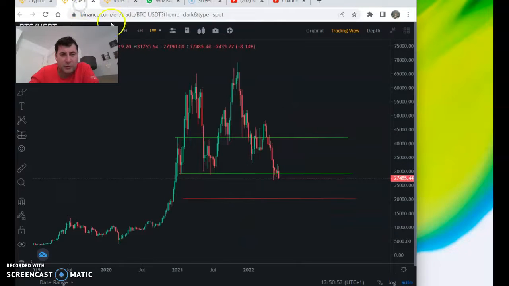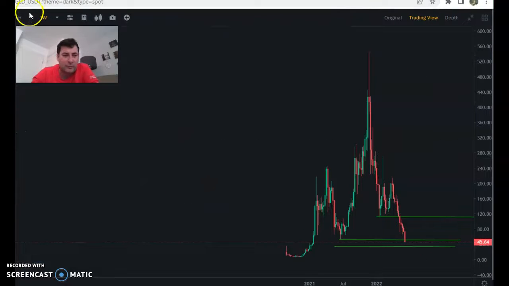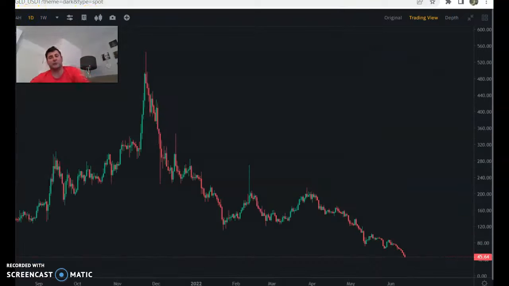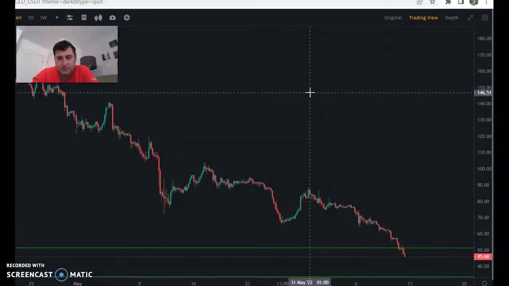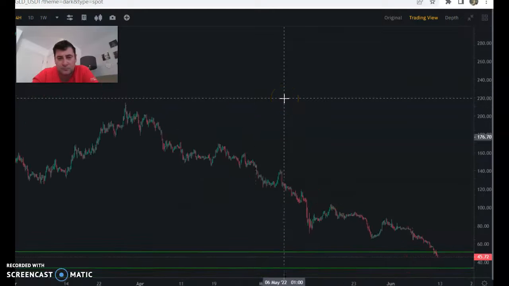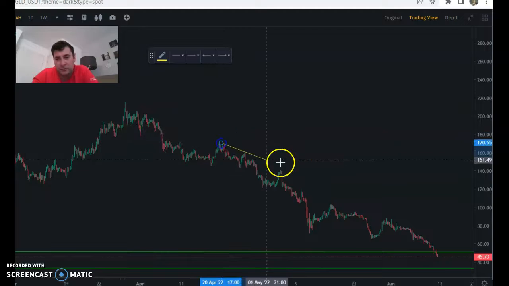So those are both weekly charts effectively. I just want to open this up a little bit and then throw the daily time frame on there. What I will do, let's go to the 4 hour time frame. I'll just put a trend line on here.